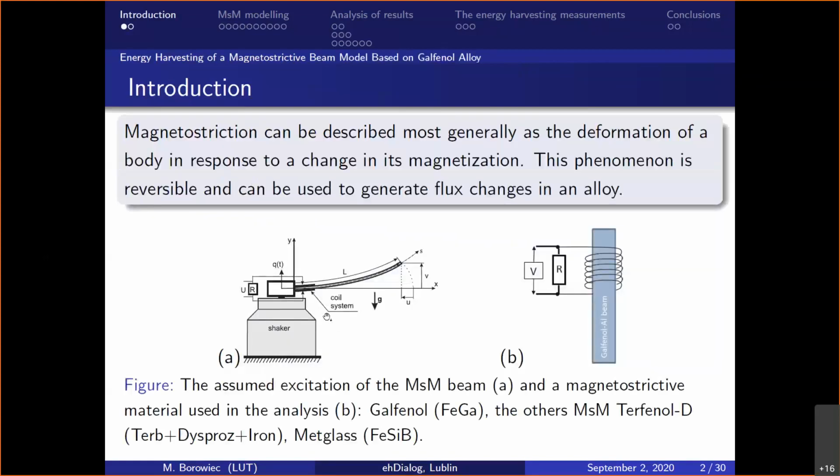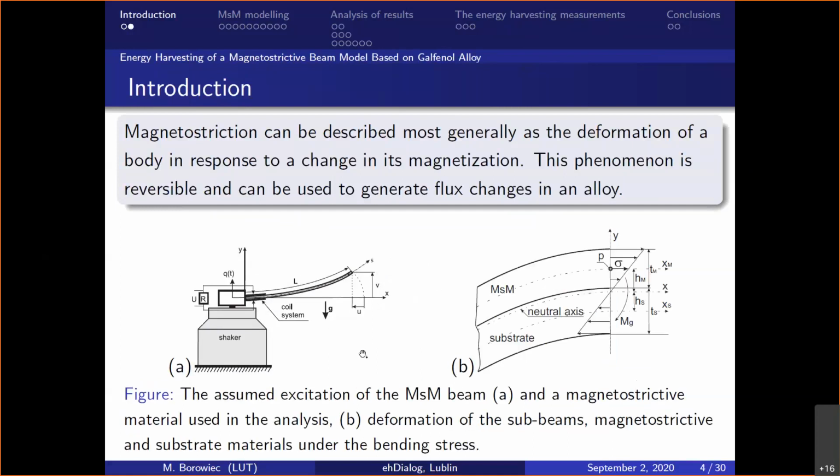Okay, so generally the magnetostriction can be described most generally as the deformation of the body in response to a change in its magnetization. This phenomenon is reversible and can be used to generate flux change in the alloy.